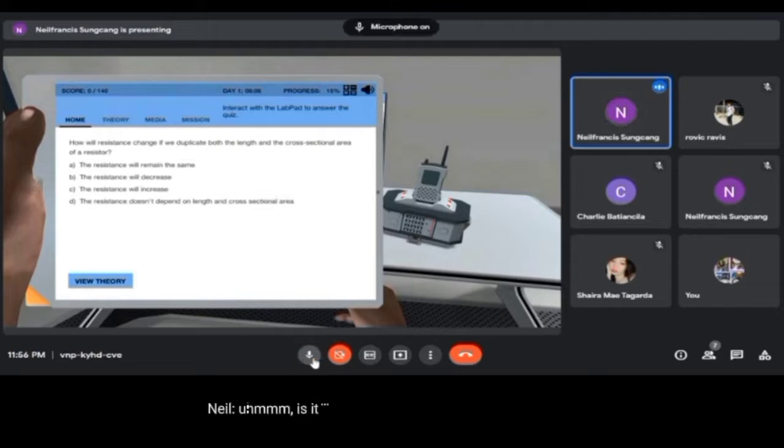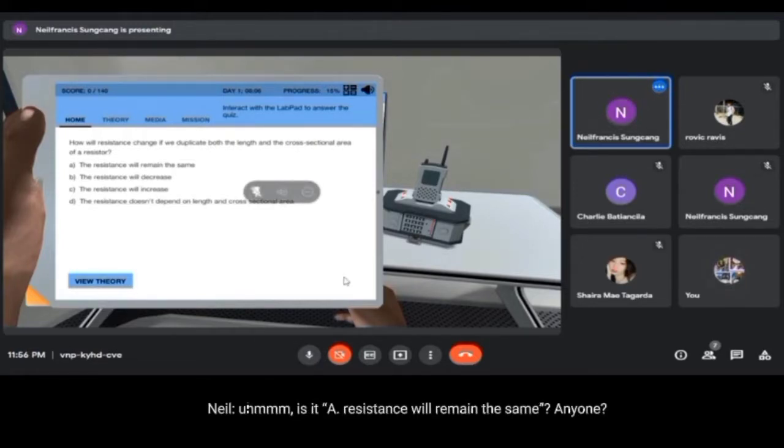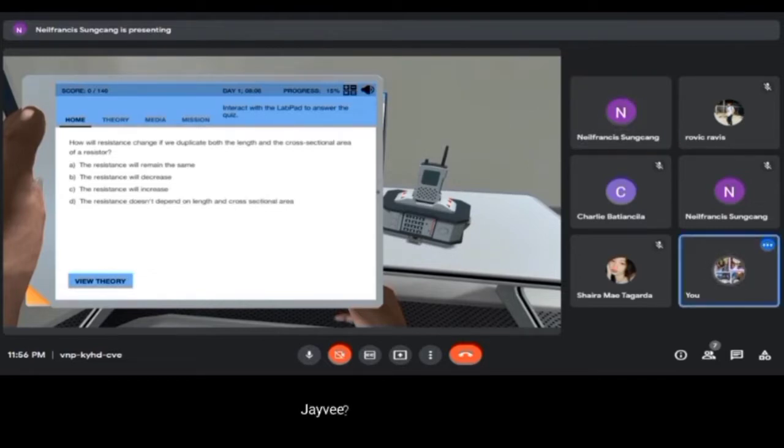A, resistance will remain the same. Letter A, siguro.